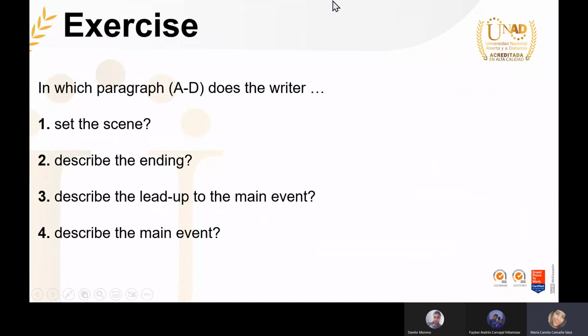So in this part of the class, choose the correct letter of the paragraph according to these questions. For example, in which paragraph the writer sets the scene, describes the ending, describes the lead up to the main event, describes the main event, okay? So please choose a letter according to the paragraph for each statement, okay?